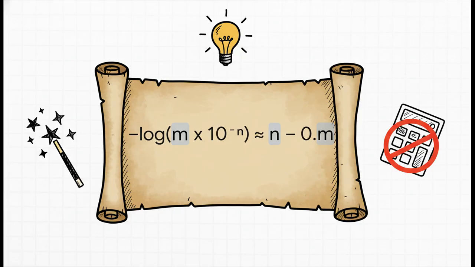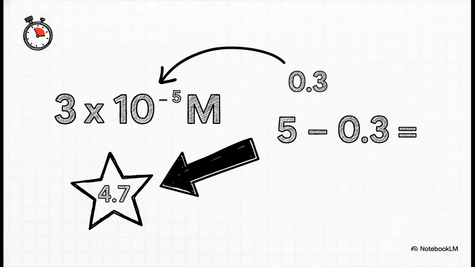To find the negative log of a number in scientific notation, like m times 10 to the minus n, all you've got to do is take the exponent, n, and subtract 0.m. Let's do a quick example so you can see how easy this is. Let's say you need the pH for a concentration of 3 times 10 to the minus 5 molar. Here, n is 5 and m is 3, so the pH is going to be about 5 minus 0.3, which is 4.7. See? Super fast, and it's pretty darn close to the real answer.